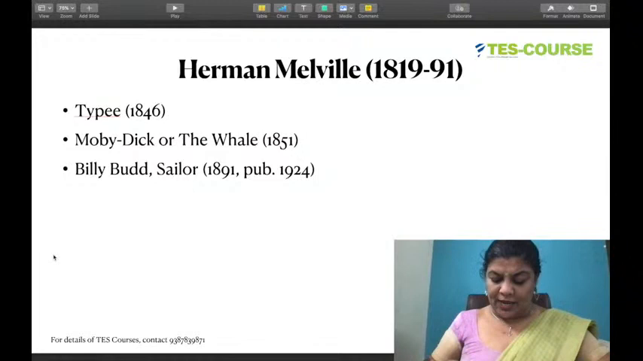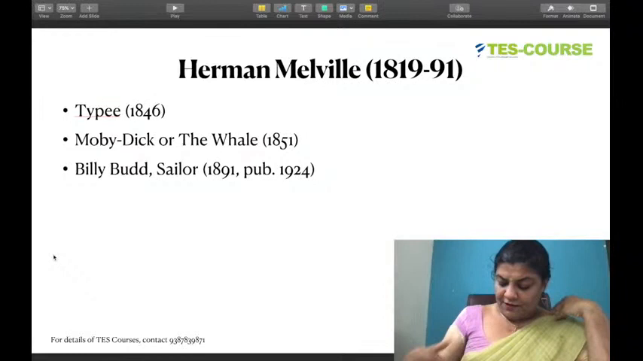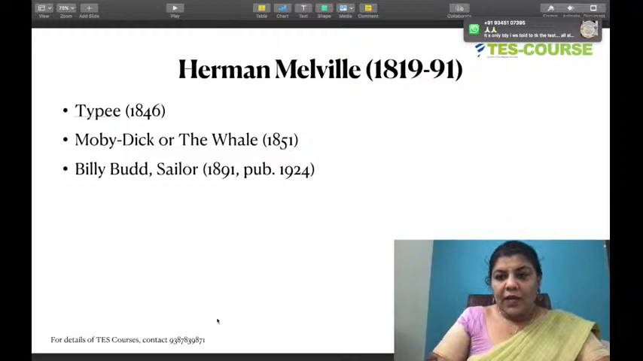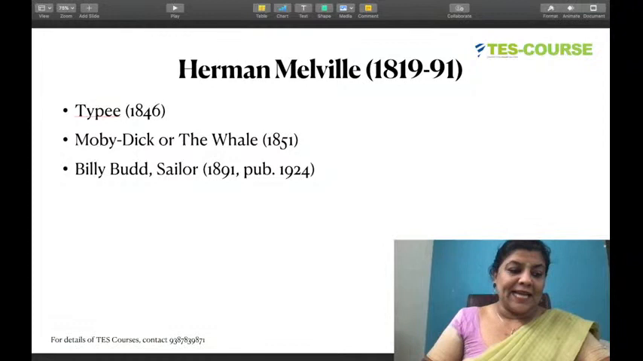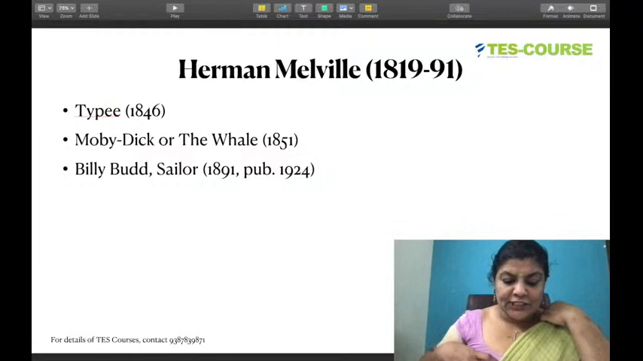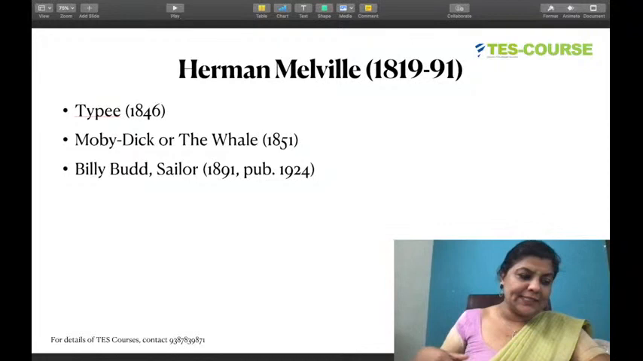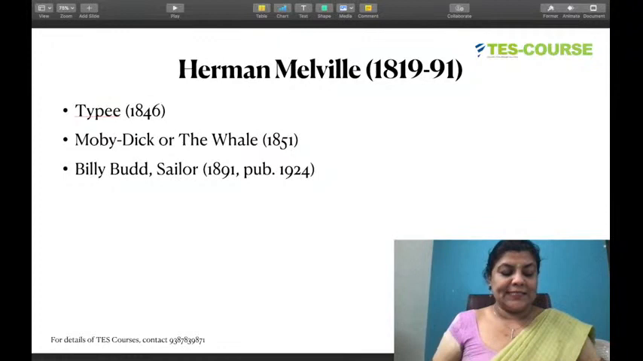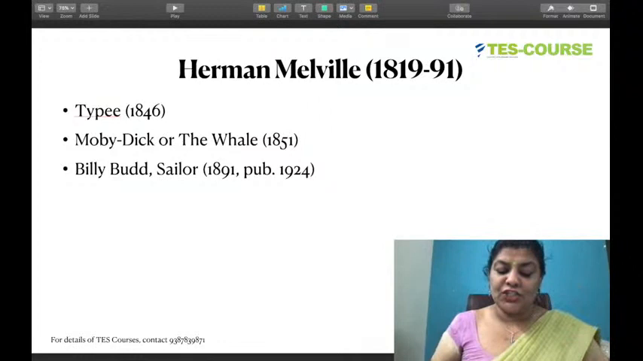Who is the Parsi character? It is Fedallah. And which character has a body covered with tattoos? It is Queequeg. Okay. What is cetology? There are digressions on cetology in Moby Dick. Cetology is the science of whales. What is the name of the ship in Moby Dick? Pequod.